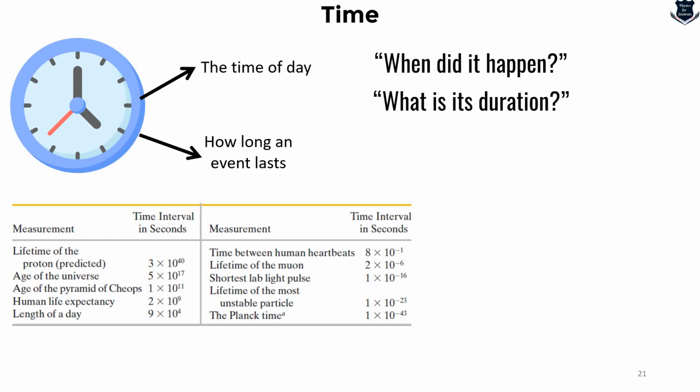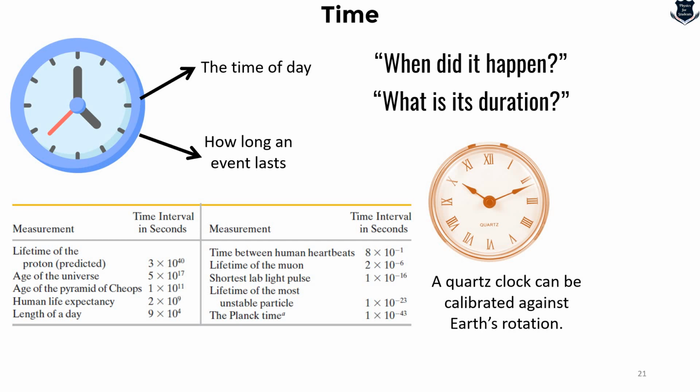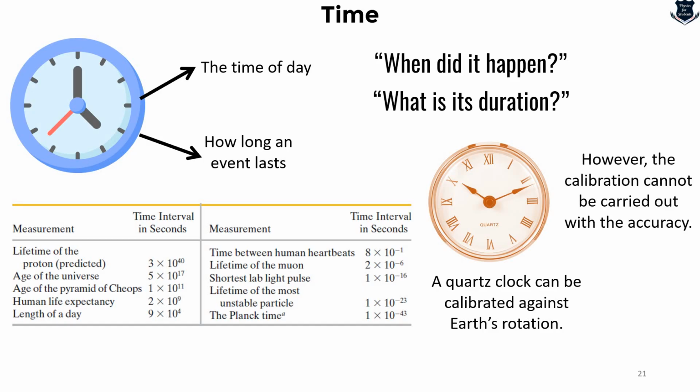For example, this figure or table shows some time intervals: lifetime of the proton, age of the universe, the Planck time, and so on. So what we do is that we take a quartz clock in which a quartz ring is made to vibrate continuously and can be calibrated against Earth's rotation, I mean to say via astronomical observations. However, there was a problem. The calibration cannot be carried out with the accuracy called for by modern scientific and engineering technology.